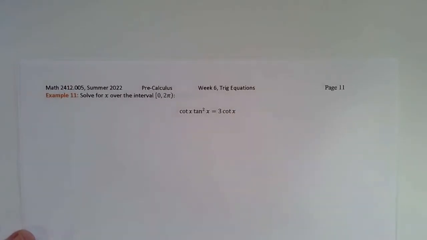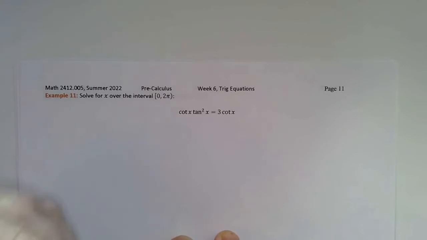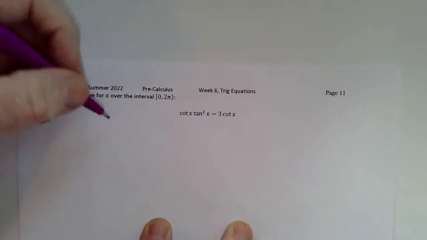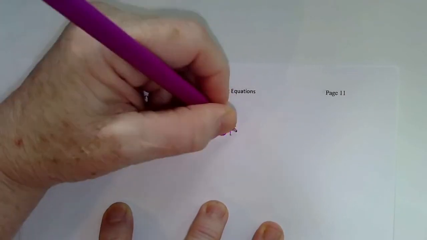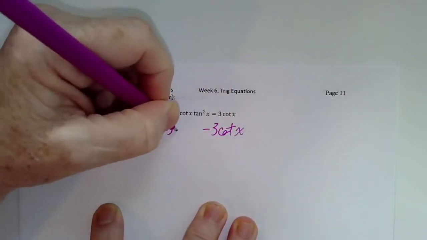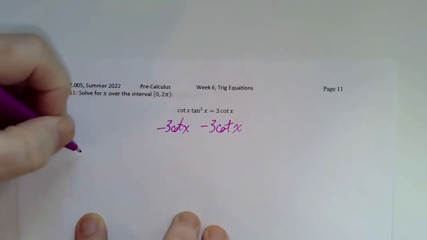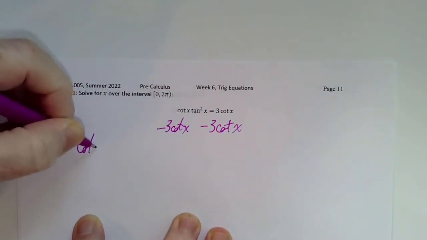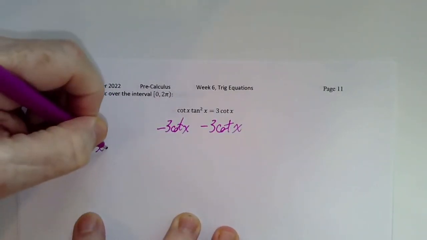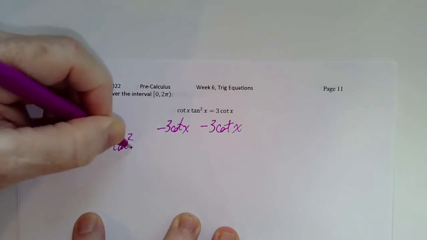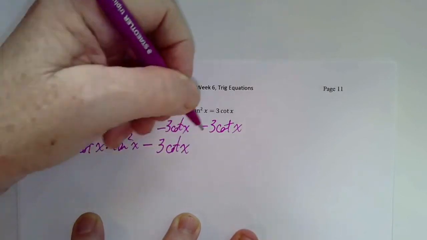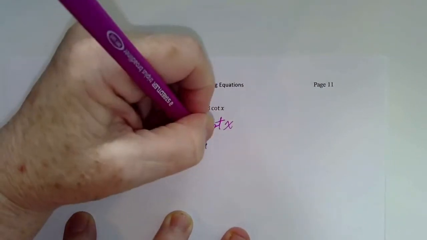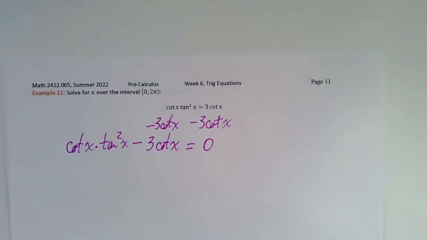Oh, this one is kind of nice. So the first thing I'm going to do is move everything to the same side, because I don't know what else to do. So I get negative 3 cotangent x minus 3 cotangent x. So I've got cotangent x times tangent squared x minus 3 cotangent x equals 0. Well, that's good.